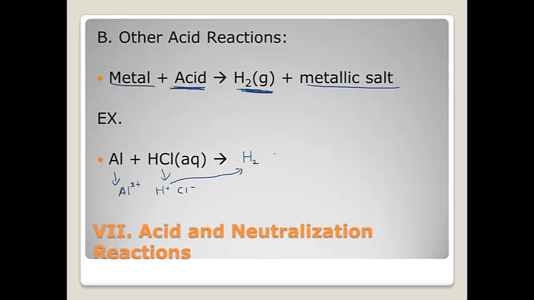And then what's left over to make the salt? The ions, Al3 plus and Cl minus. So AlCl3. Then balance it. Careful, the H's and the Cl's have to be in the same spot. So I got 2 and I got 3, so make them 6. 3 there, 2 there, and 2 there.